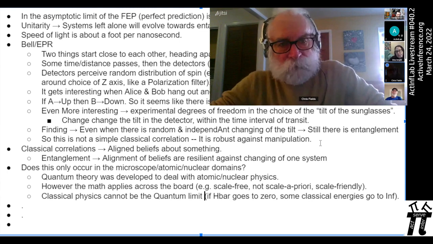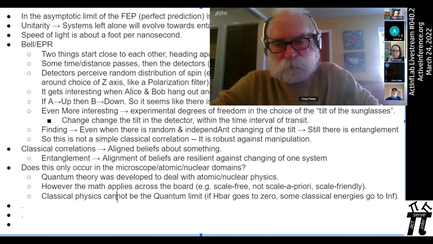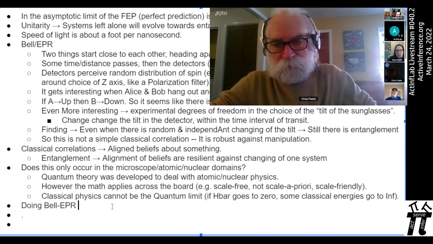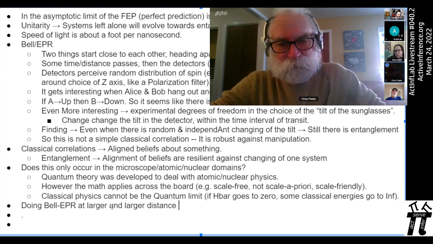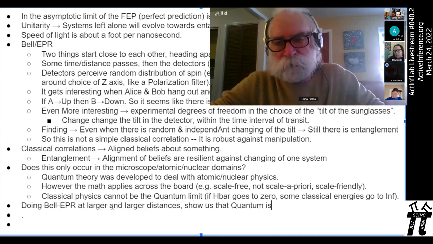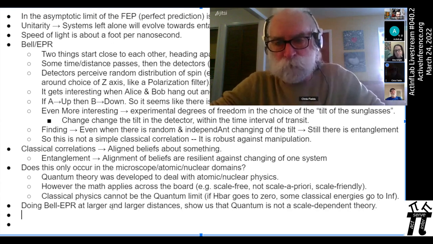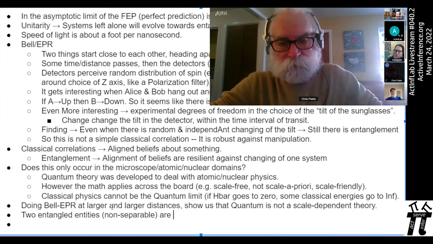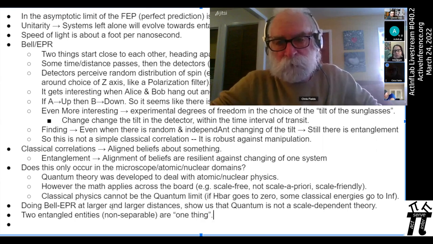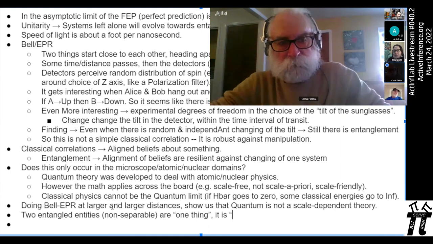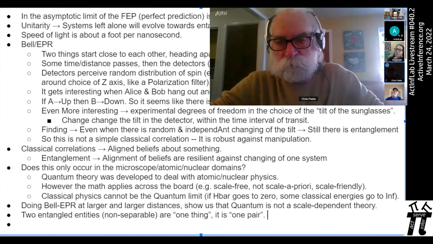So one point of doing Bell EPR experiments at larger and larger distances is to demonstrate that quantum theory is not really a microscopic theory. So if you think of an entangled state as one object, it's not two electrons that happen to have some mysterious relationship. It's one object that has one state. Remember, what entanglement means is non-separability, non-independence across any decompositional boundary. So an entangled pair is one thing. And what the Chinese were able to demonstrate was you can have one quantum object that's over 1,000 kilometers long. Now, that's not microscopic. That's big.